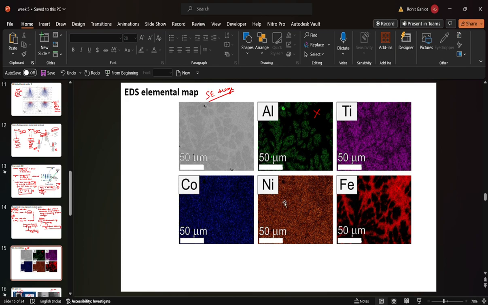So you can see that your nickel and cobalt are completely spread in your specimen. However, your aluminum and iron, like iron is present at only these locations here, while aluminum is absent from these, right? Similarly, if you see these spaces also, here your iron is present while the aluminum is absent. Similarly, your titanium also, we can say more or less present homogeneously, but not like cobalt and nickel. Sometimes these elemental mappings are very helpful in your analysis.